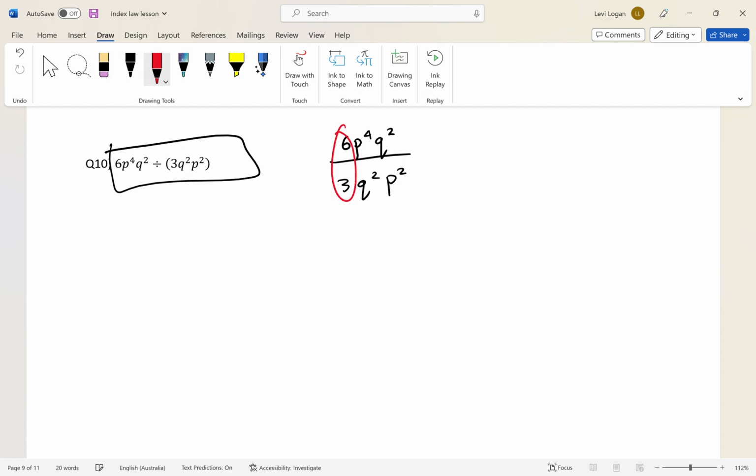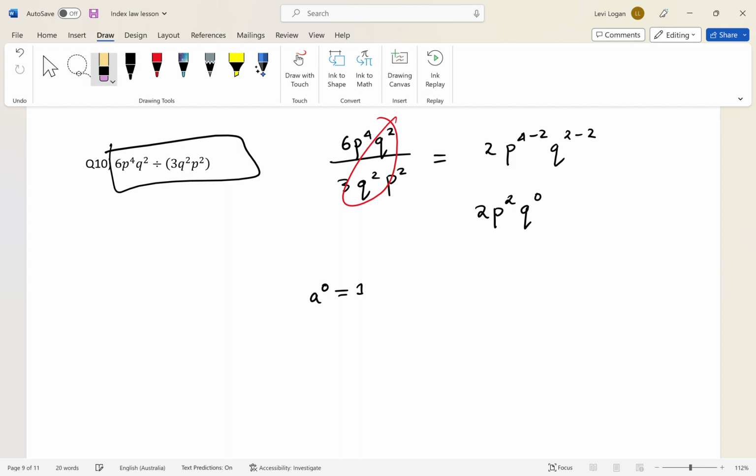So first off, we'll deal with our numbers. 6 divided by 3 is going to be 2. Now our p's. We're going to have p to the 4 minus 2. And then we're going to deal with our q's. So we're going to have q to the 2 minus 2, and nothing on the bottom of the fraction. So we're left with 2p squared multiplied by q to the 0, because 2 minus 2 is 0. And recall, any number to the power of 0 is equal to 1. So this thing here is equal to 1, and we can just rub that out. And boom, that is our answer.